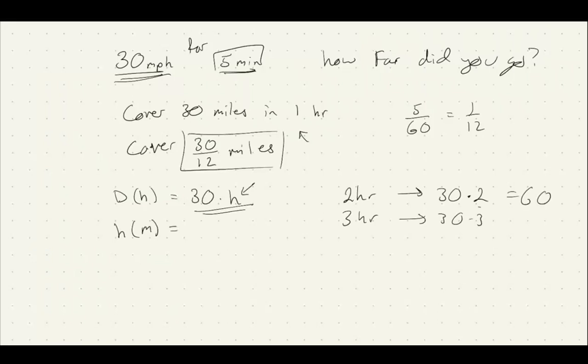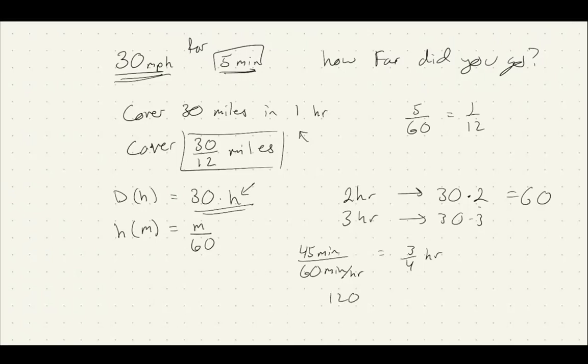Well, I need 60 minutes to get 1 hour. So however many minutes I have, if I divide that by 60, that will tell me how many hours have gone by. Consider like 45 minutes. If I divide this by 60 minutes, in fact, I would have to use 60 minutes per hour to get the units to work out, but whatever. This is 3/4 of an hour. 45 minutes is 3/4 of an hour.